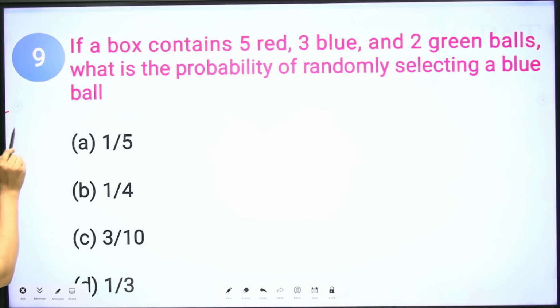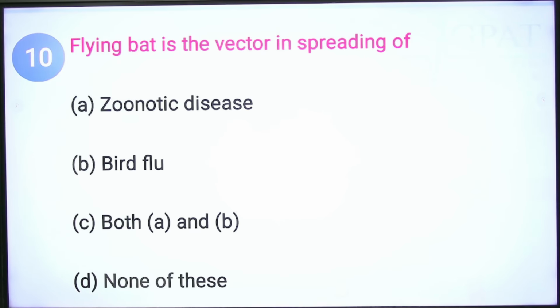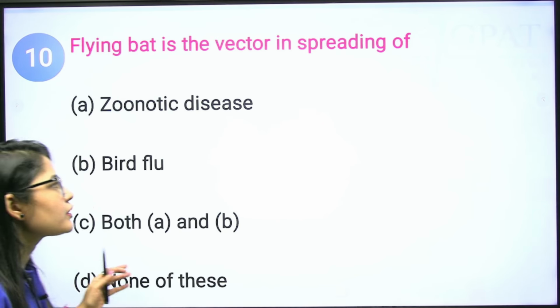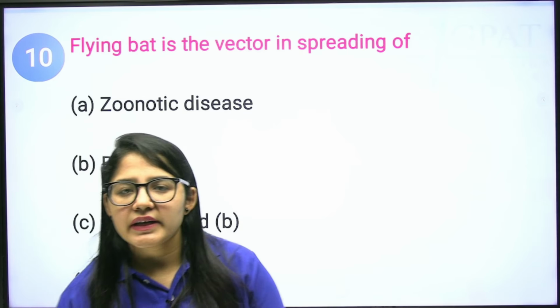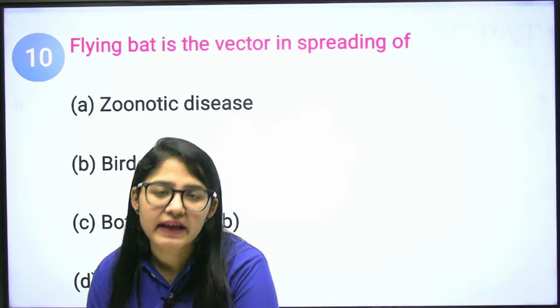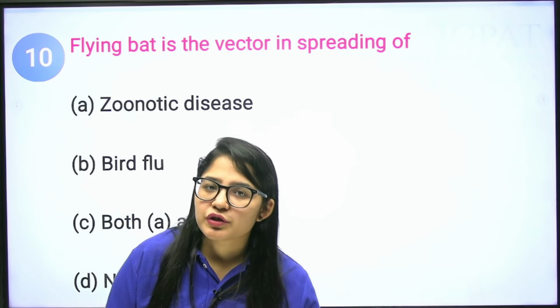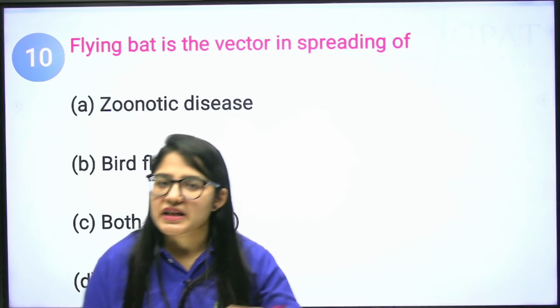Now, let's move on to our last question. That is, flying bat is the vector in spreading of. Fine. Vectors are the carriers of disease causing agents. Clear? Like malaria is caused by the Anopheles mosquito. They are the vector and they carry the plasmodium.